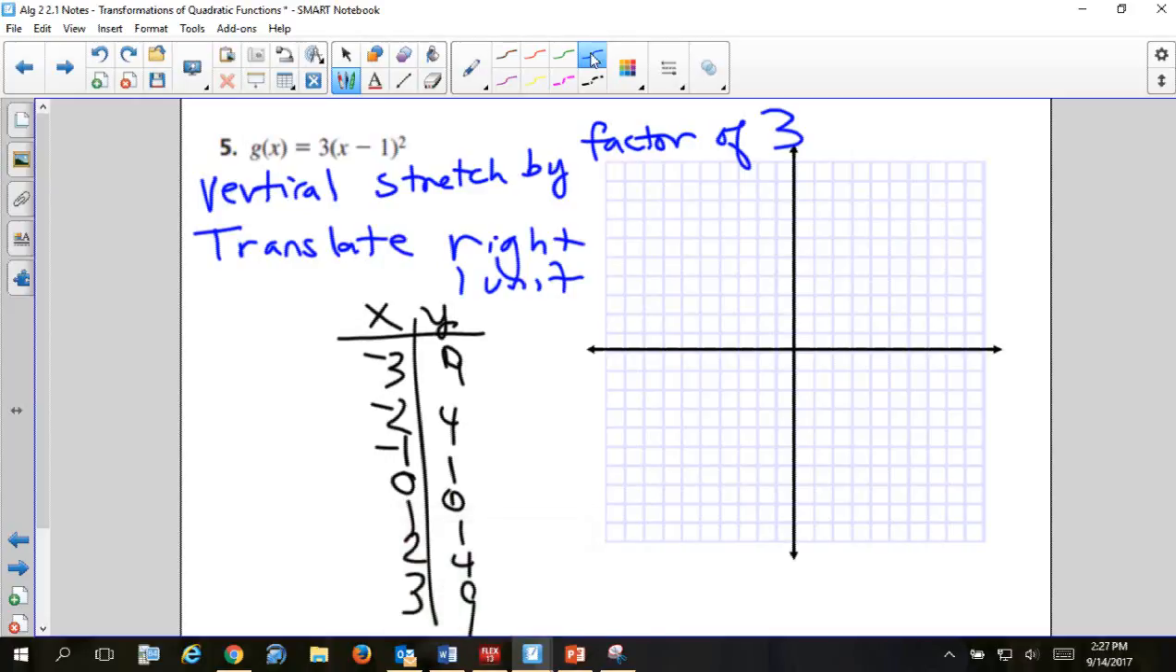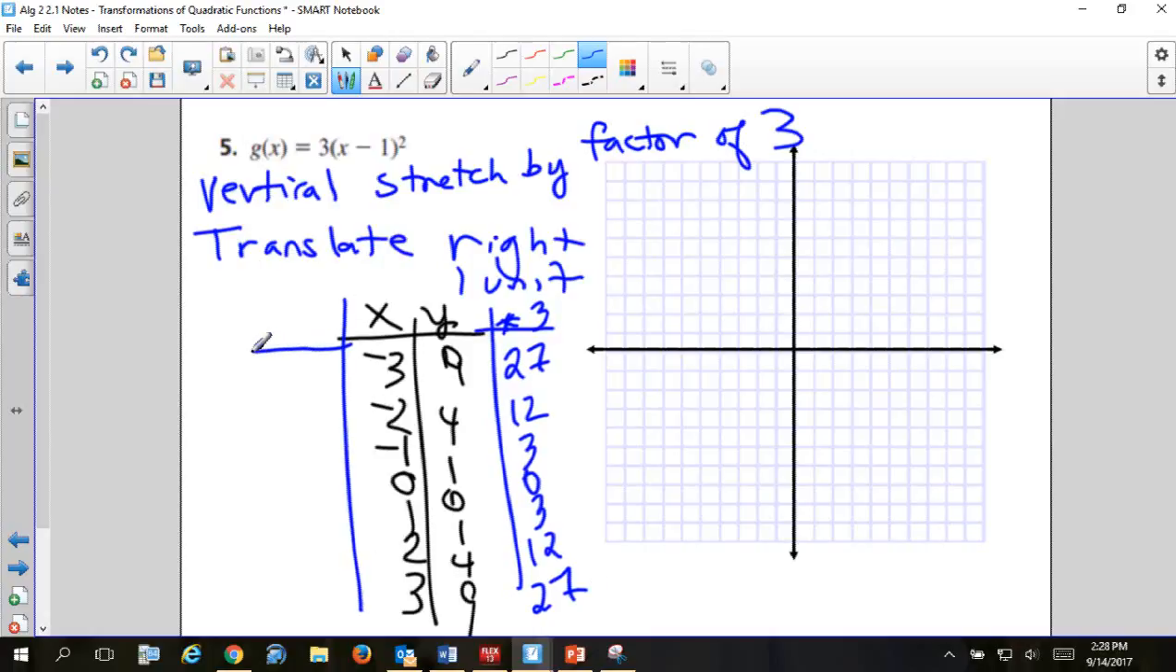So anything that we're going to change in the table, you have to think about if it's vertical or horizontal. So I read vertical stretch by factor of 3. Is that going to be x's or y's? Vertical. That's the y. So on my y side, I will multiply by 3. On my x side, translate right 1 unit is adding 1. Right is plus. So I'm going to add 1 to all my x values.